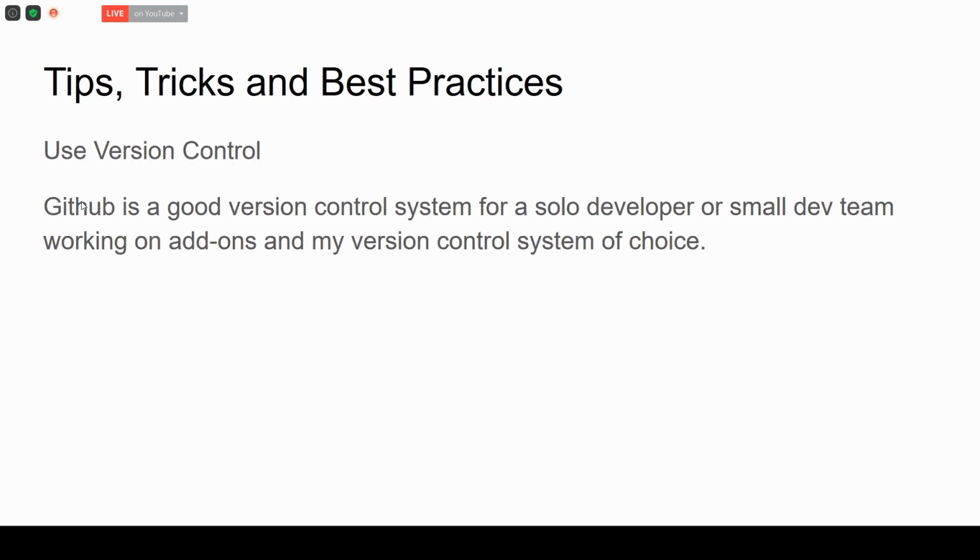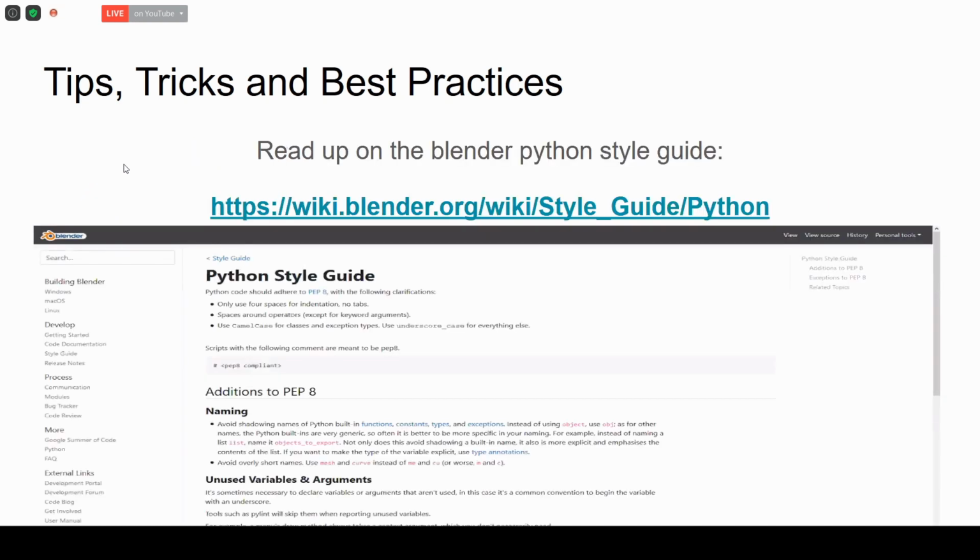So start from that. You should also read up on the Blender Python style guide for best practices for coding, things like using 4 spaces for indentation, not using tabs, spaces around operators, camel case. I'm probably breaking some of those rules, but okay.